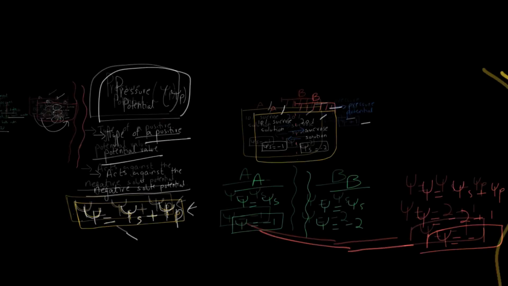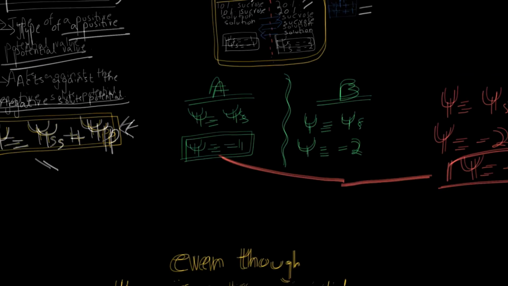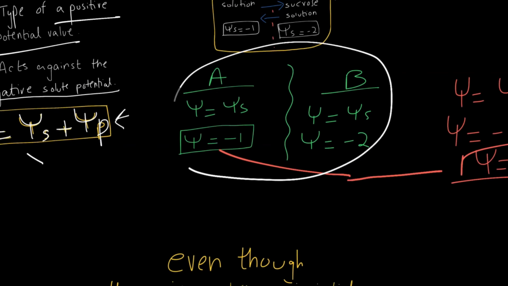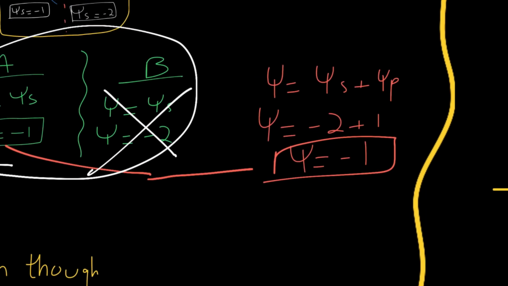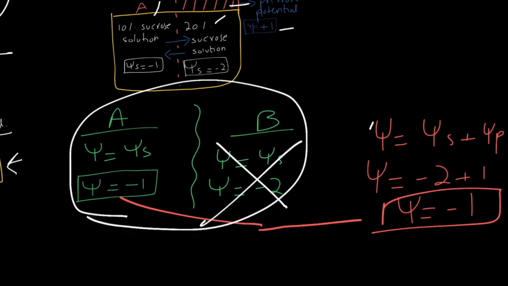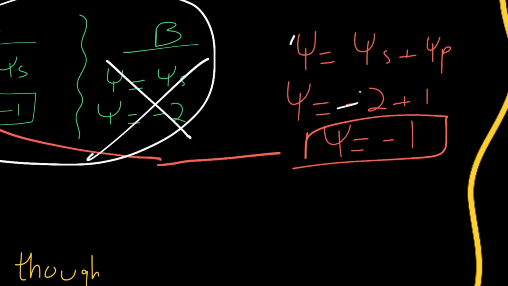However, because there is pressure potential, this is what would happen if the terms were normal. But because the pressure potential value has come in, this cancels out. So if we put it in the equation that we learned, water potential is equal to solute potential plus pressure potential. The solute potential here is negative 2 plus 1, which is the pressure potential value, which gives us an answer of negative 1.